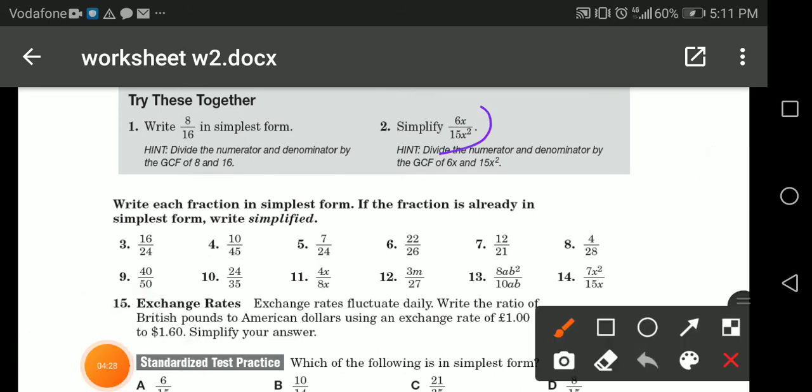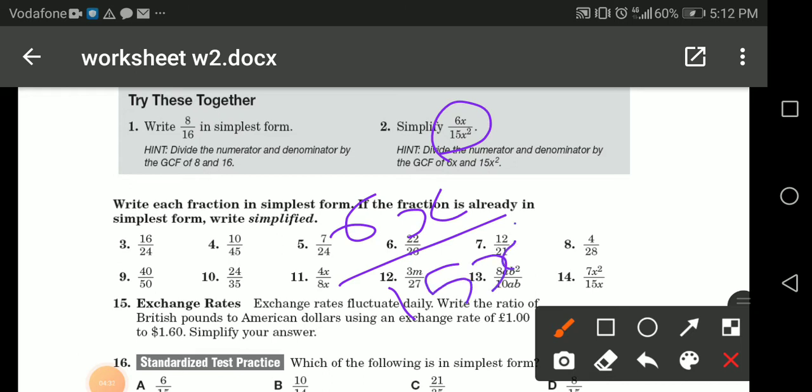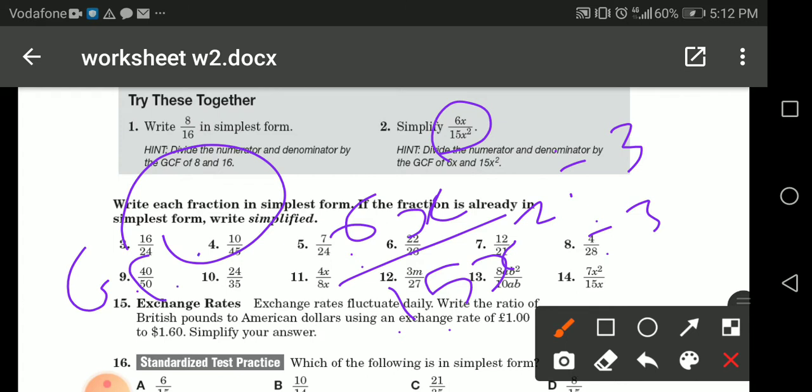Let's do this: 6x over 15x to the second power. 6 and 15, both are divisible by what? 3. So divide both by 3. Okay, I have x, and I'm getting the greatest common factor, if you notice that: 3 x and x to the second power. What should I choose? Just x. So the greatest common factor here is 3x. 6 divided by 3 gives me 2.